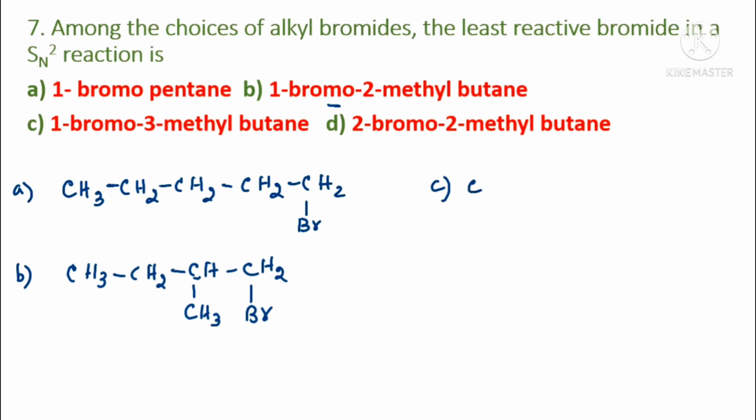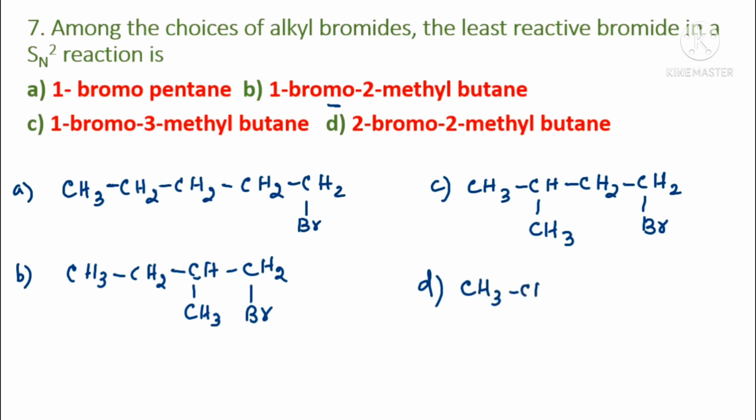So let us write the third compound, that is C. It is CH3, CH, CH2, CH2. So it is one bromo. So in the first position we shall write bromine, and in the third position we shall have a methyl group. Okay, so it is one bromo, 3 methyl butane. Okay, and the fourth compound is, students, it is CH3, CH2. So in the second position we are having both bromine as well as the methyl group, CH3. Okay, so these are the structures.